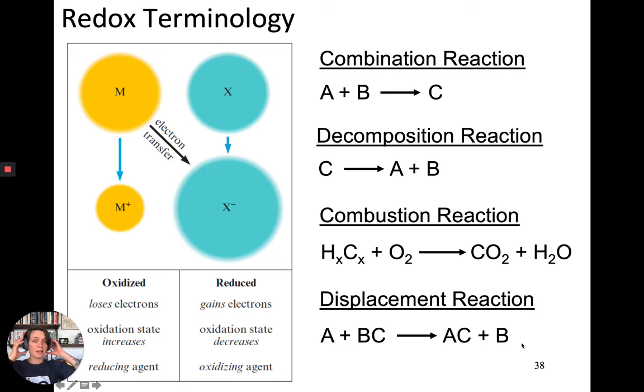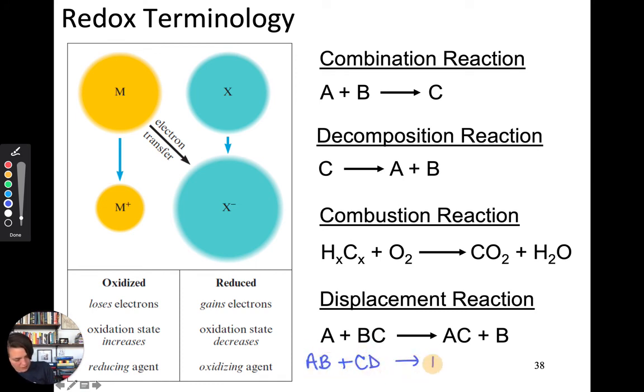You can also have a double displacement reaction, which is going to look a lot like a precipitation reaction. So double displacement would take the form of AB plus CD going to AD plus CB. That is called a double displacement, and that looks very similar to our precipitation reactions.